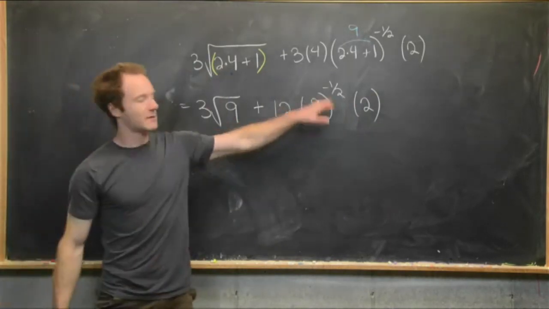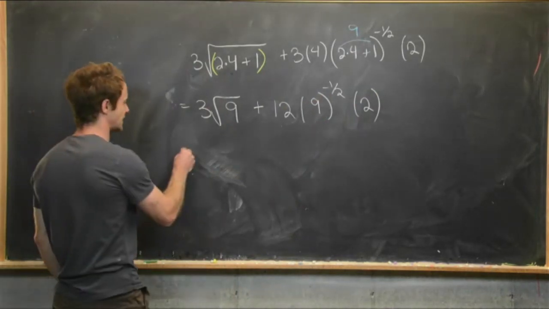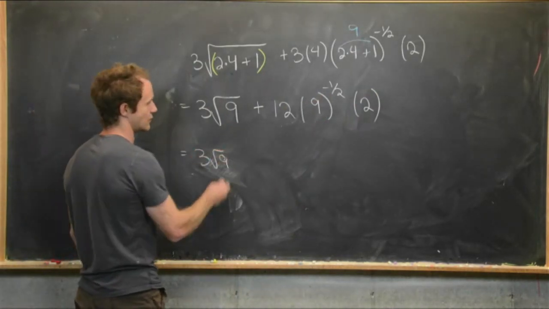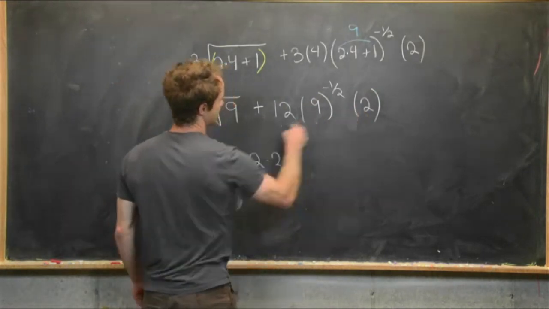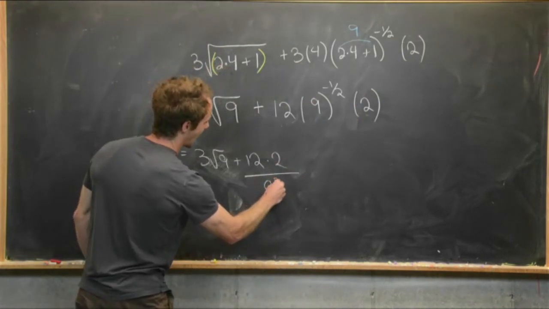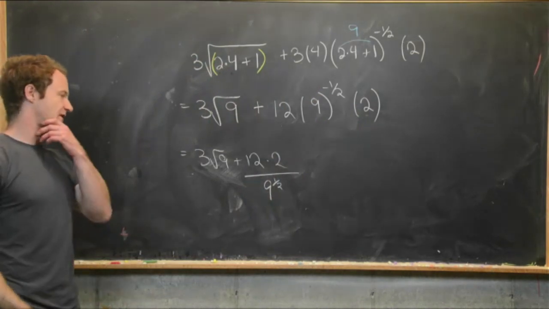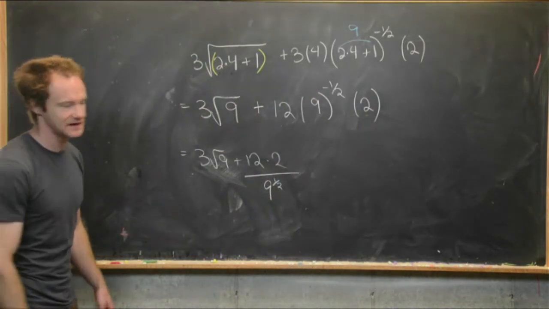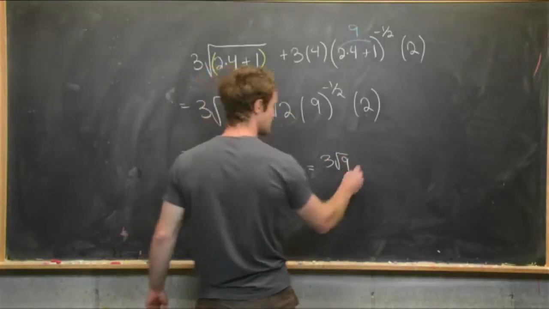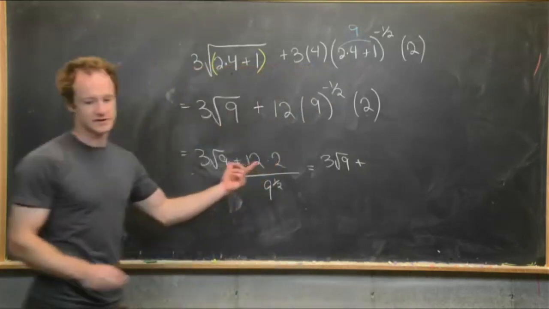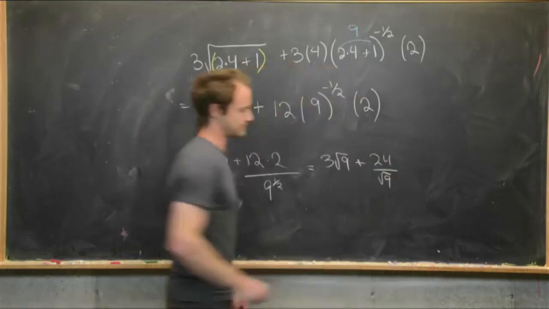Now, we want to keep in mind that a negative exponent is like being in the denominator, so we can rewrite this as 3 times the square root of 9 plus 12 times 2, and then now we have 9 to the half in the denominator. But now you want to remember that the half exponent is the same thing as the square root, so we can write this as 3 times the square root of 9 plus, well, 12 times 2 is 24, over the square root of 9.